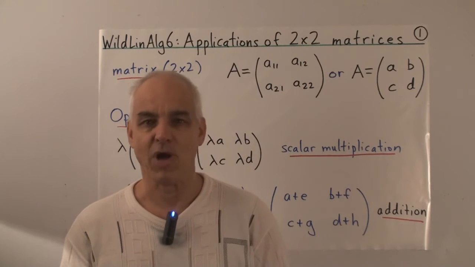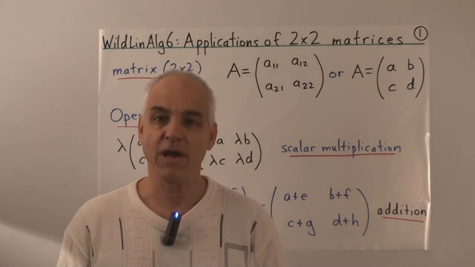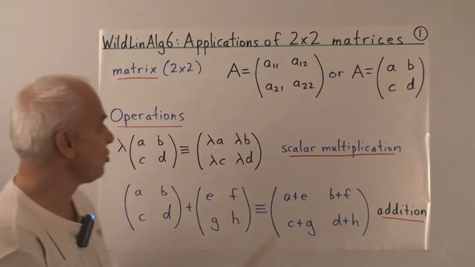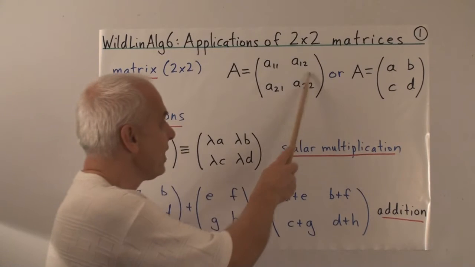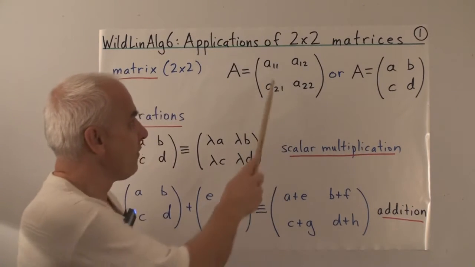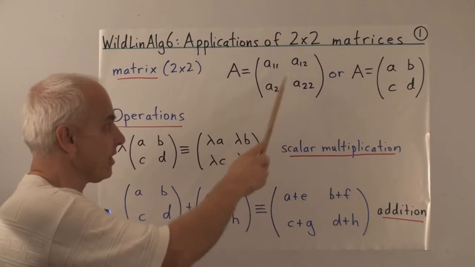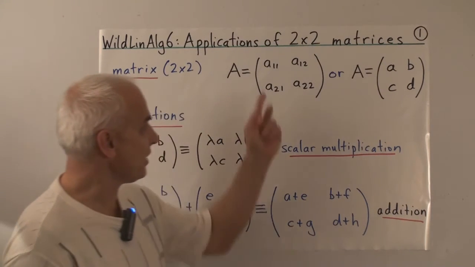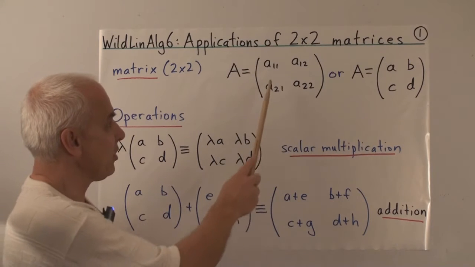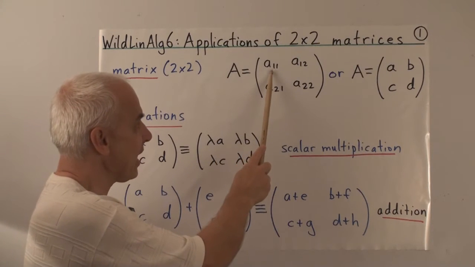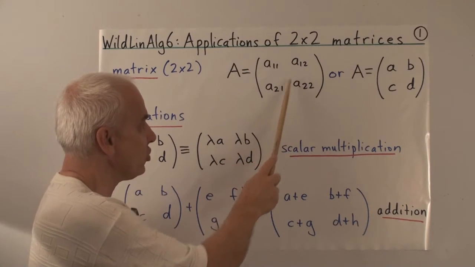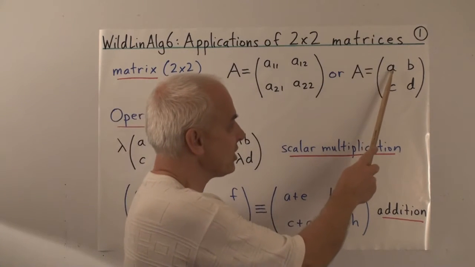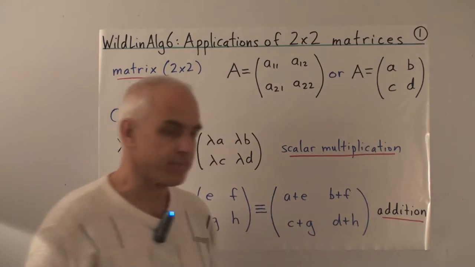Hello, I'm Norman Wildberger, and today we're going to talk about 2x2 matrices and their applications. A 2x2 matrix, like this one, is an array of numbers, 4 altogether, in a square with little round brackets. And we have two kinds of notation that we use for the entries of the matrix. We could either use indices, A sub 1,1, A 1,2, A 2,1, A 2,2, or a more direct notation, just A, B, C, D.